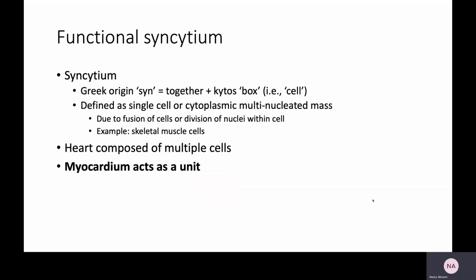The heart needs to act like a functional syncytium. So a syncytium means cells that work together. It is defined as either a single cell or a cytoplasmic multinucleated mass, which acts as a unit. So why? It's going to be because of the fusion of cells or the division of the nuclei within the cells. The heart is going to be composed of multiple cells that act like a unit. They are a functional syncytium.